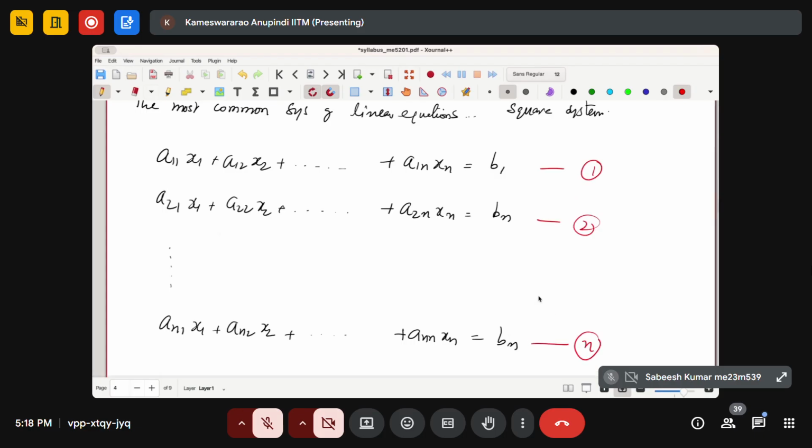So I think equation number 2 should be b2, right, sir? Yeah, this should be b2. You're right. Okay, thank you. This is b2.